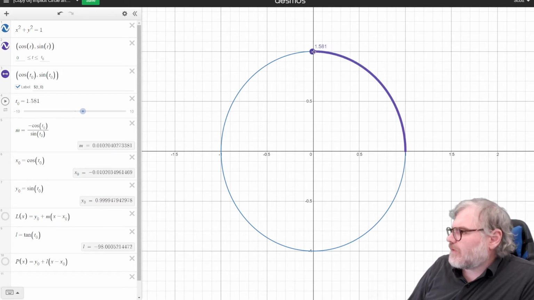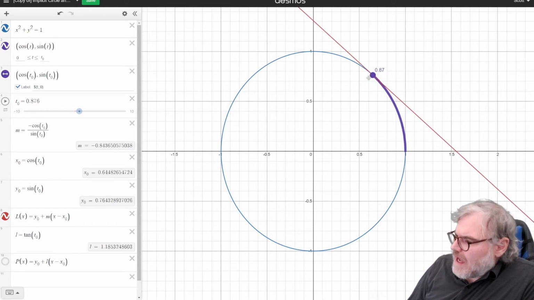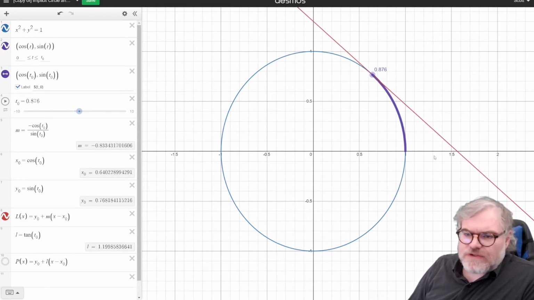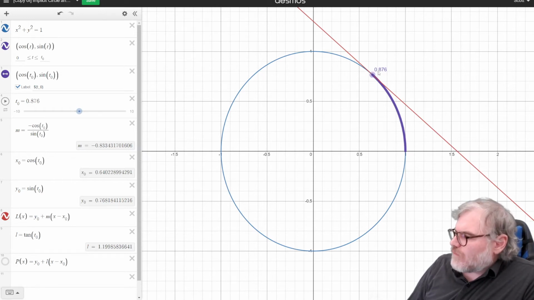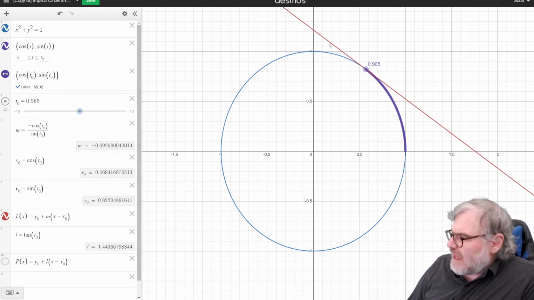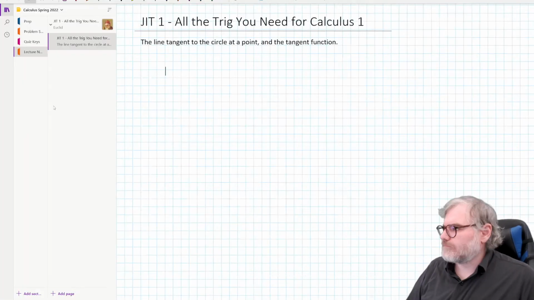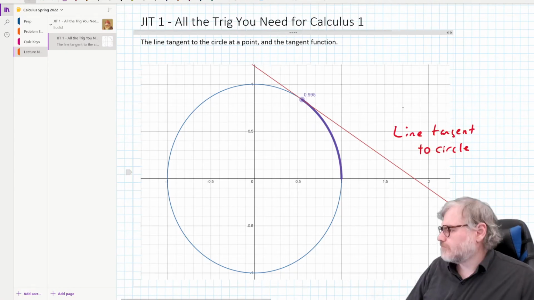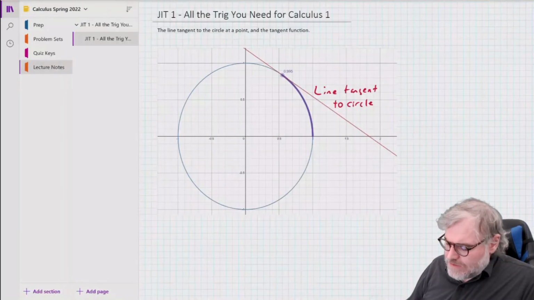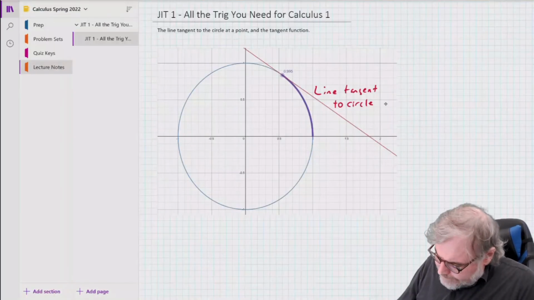Okay, so again, when we are here, the northiness is 1 and the eastiness is 0. But let's talk about what that line was. Here's the line tangent to the circle at my point. So if the runner has run 0.876, this red line here is the line tangent to the circle at that point.